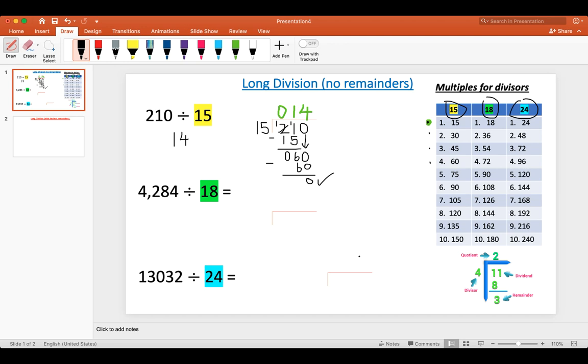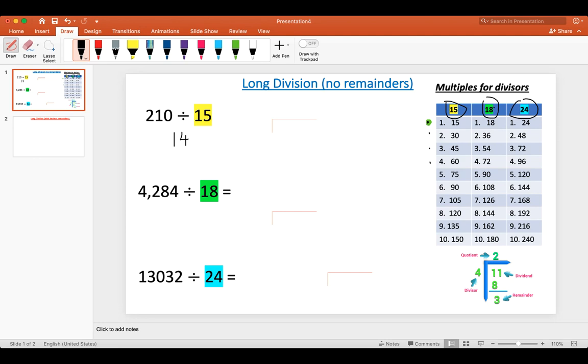Okay, for this tutorial, I'm going to show you how to do long division with some slightly larger numbers. So I'm just going to get rid of the previous question, so I've got more space. So we've been presented with 4,284 divided by 18. So step one, write your multiples of your divisor.